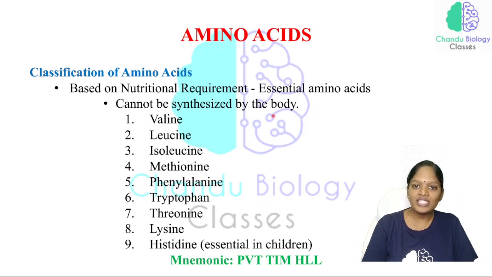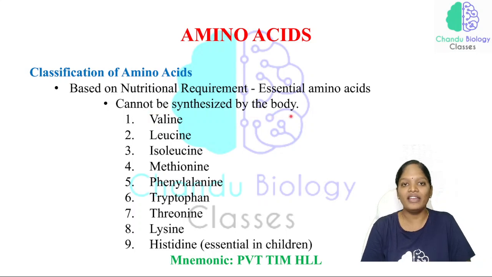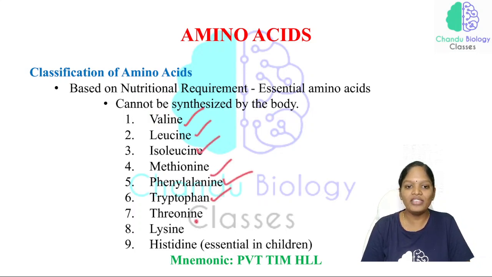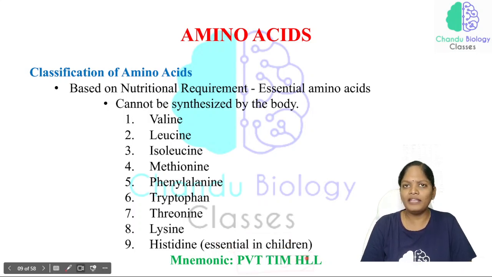So essential amino acids cannot be synthesized in the body; they have to be taken in the form of diet, through diet. This is very important: valine, leucine, isoleucine, methionine, phenylalanine, tryptophan, threonine, lysine and histidine. Histidine is essential in children. This will be the mnemonic. Just go through it and memorize it. Definitely this is a very important area where we can expect a question.